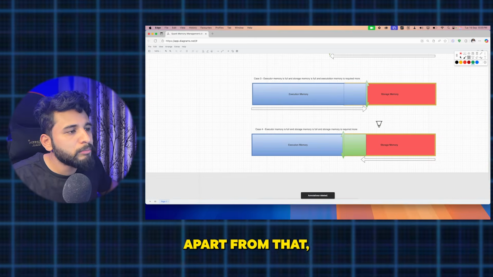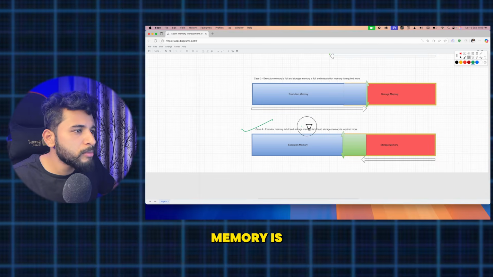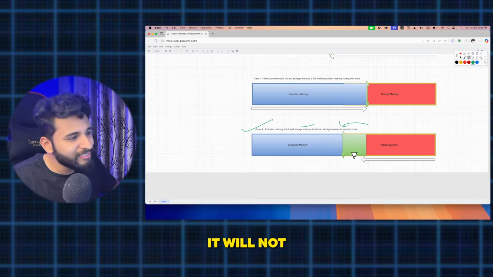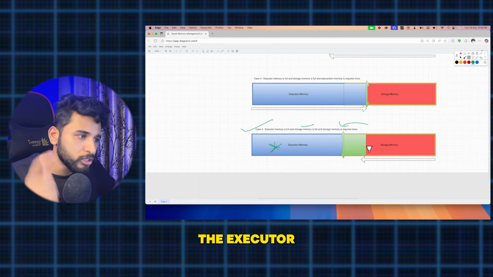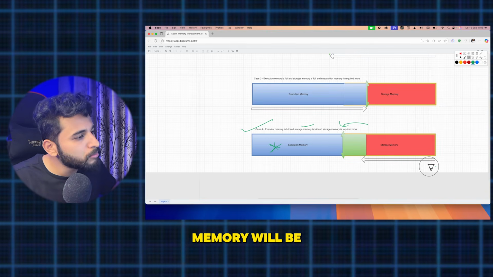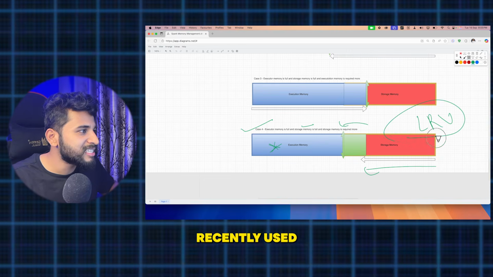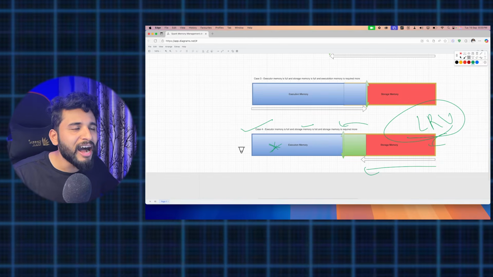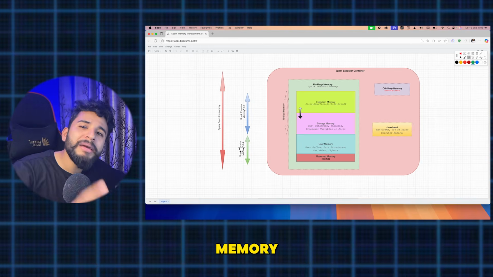Apart from that, the fourth case is when executor memory is full, storage memory is full, and more storage memory is required. So what will happen? It will not free up the execution memory, because this is the priority memory. Always remember, this is the priority memory. It will not free up the executor memory. Always the storage memory will be freed up, and how? By using LRU, the least recently used algorithm. So this was all about the diagram or architecture of Spark memory management.